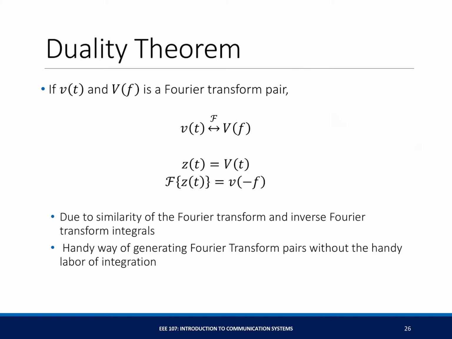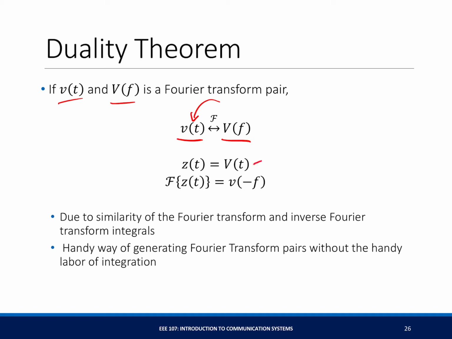Okay. So now let's move on to the properties of a Fourier transform. Just to refresh your memory, this will be important in analyzing the different communication signals. Let v of t and V of f be a Fourier transform pair. What does that mean? The Fourier transform of v of t is V of f, and the inverse Fourier transform of V of f is v of t.